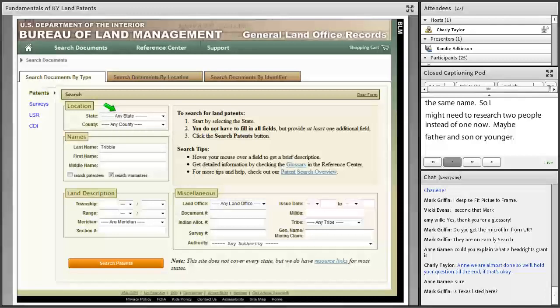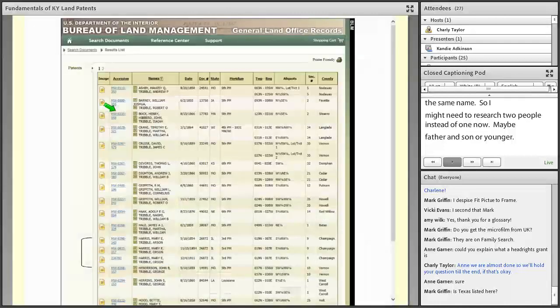There's no money to it. This is the fast link from the online resources page of the Secretary of State's Land Office page. Will get you right there where you need to be. So good question, though.